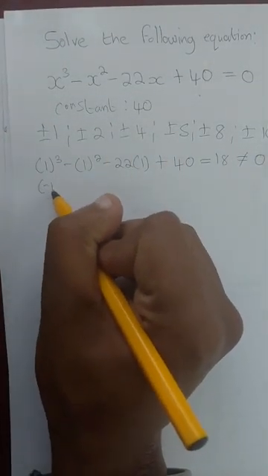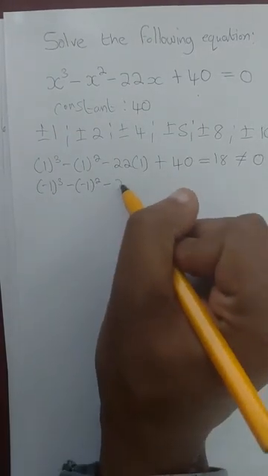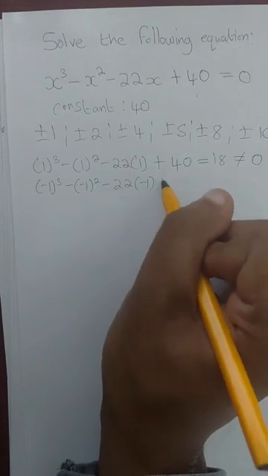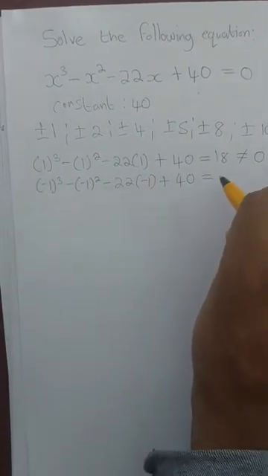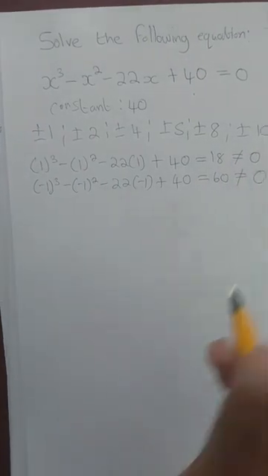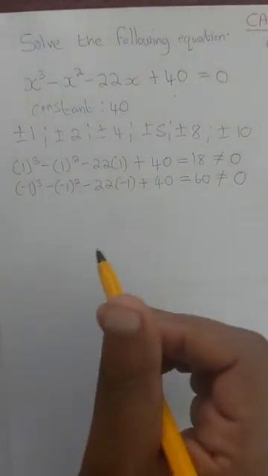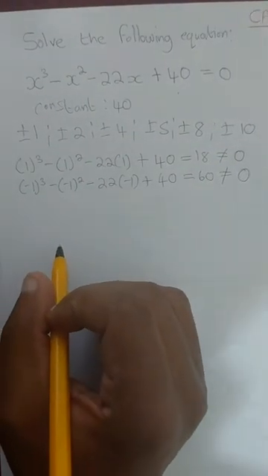And then I'm going to substitute minus 1. So if I substitute minus 1 in this equation, and then I punch and press my calculator, I then get 60. And 60 is not equal to 0. So therefore, again, this negative 1 is not a solution to this equation.